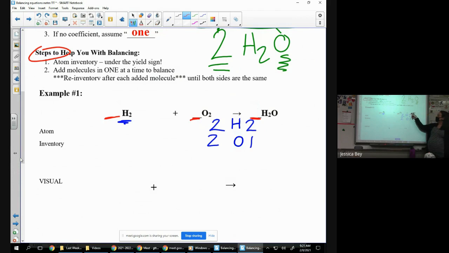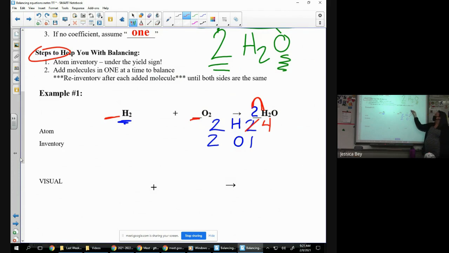What coefficient number times 1, what times 1 gets me 2? 2, right? So what I'm going to do is write a 2 right here. As soon as I do that, though, I need to change everything that's affected. This 2 gets me how many hydrogens? 2 times 2 is, so I cross off this 2 and I put, there's 4 hydrogens now. That's okay. We can fix it.